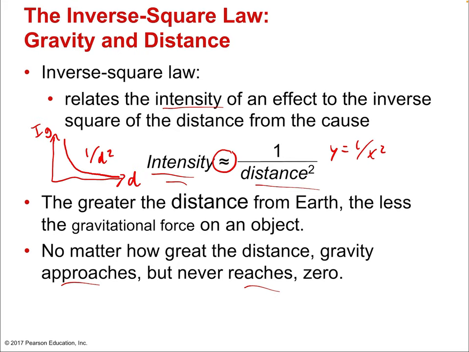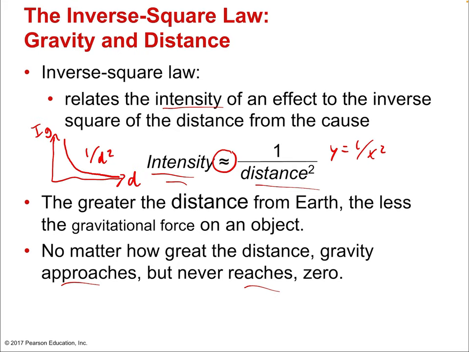Why should we expect that? Why should the intensity behave like this? Because gravity is spreading out in all directions, which means that it's effectively spreading out on this imaginary sphere of influence, this sphere of effect. As you go further and further from the source of gravity, that sphere has a surface area, so there's a surface area that's being affected by a certain gravitational intensity. Well, surface areas are proportional to the square of the radius.